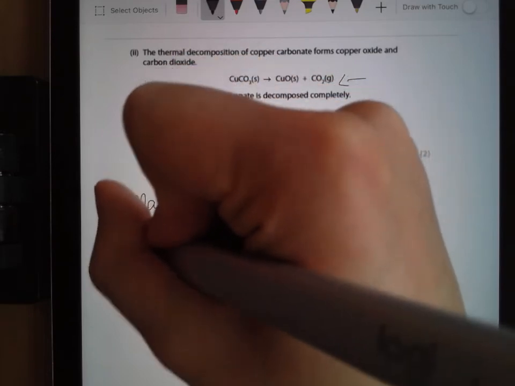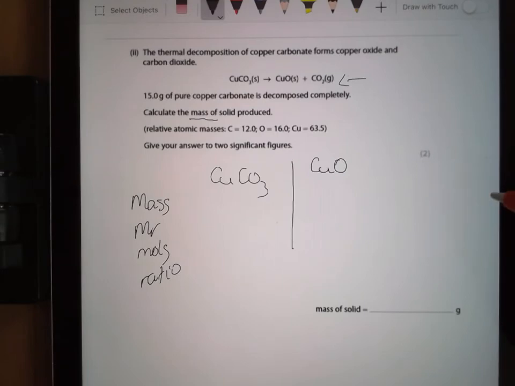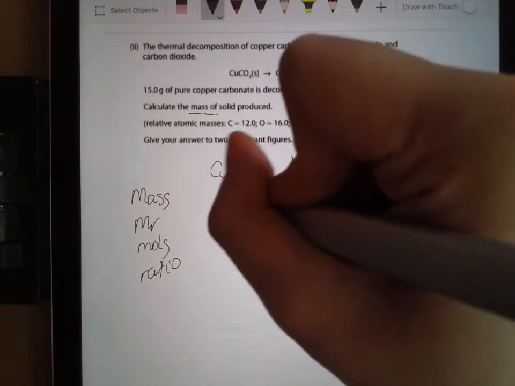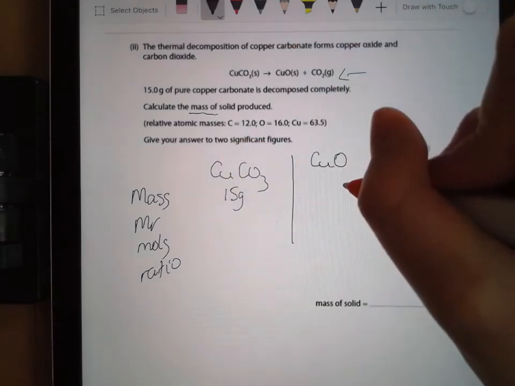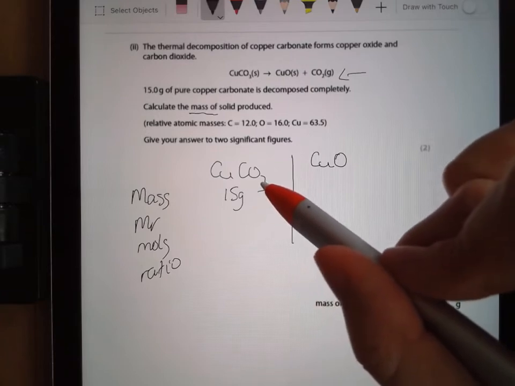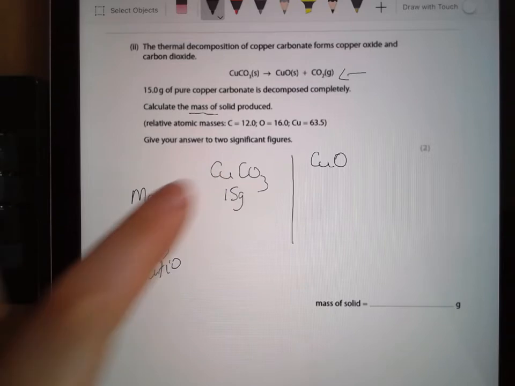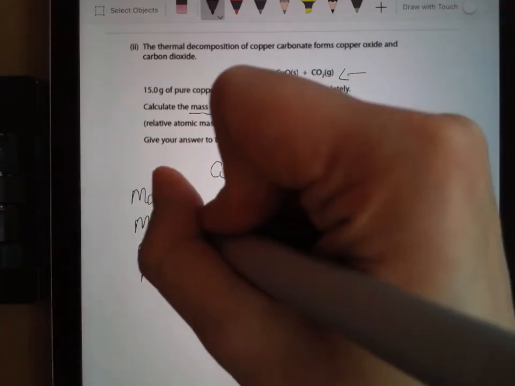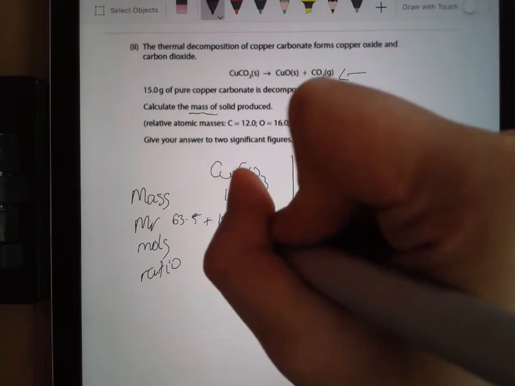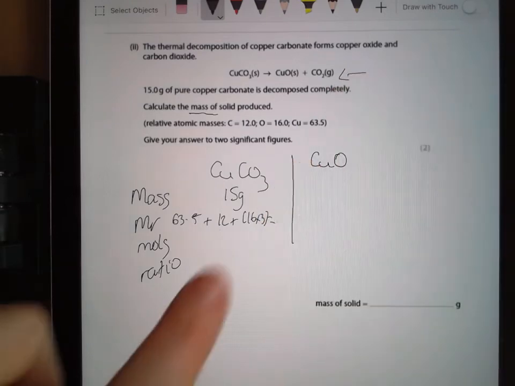And then I'm going to do mass, formula mass, moles, ratio. The mass of copper carbonate, okay, they're telling you it's 15 grams. You're asked for copper oxide. Formula mass, you need to find the formula mass of copper carbonate, okay? So when I'm doing formula mass, I use the small number. So copper, they tell me here, is 63.5. Carbon, they tell me, is 12. And then oxygen is 16. And I've got 3 oxygen. So I do use my small number.